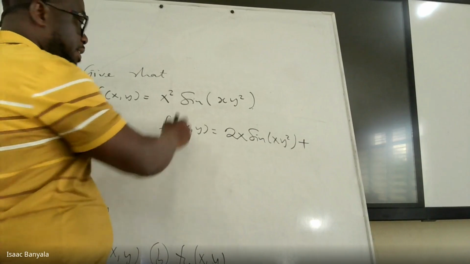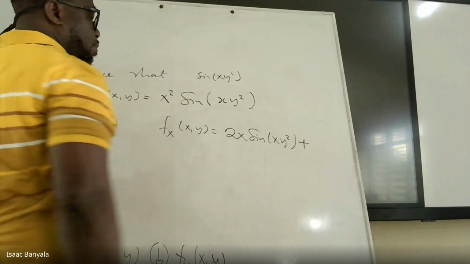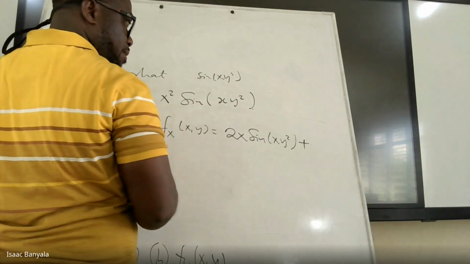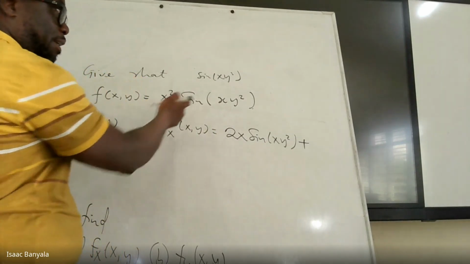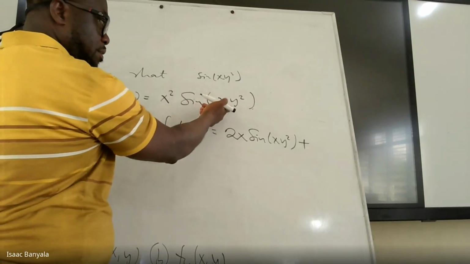We are differentiating sine x y squared. What do you get? Cos. Remember the definition. Differentiate whatever is inside. Differentiate x, you get one. So cos x y squared. If you differentiate this one with respect to x, you get y squared. This is not one, this is y squared. Are you paying attention? Yes, please. You get y squared.